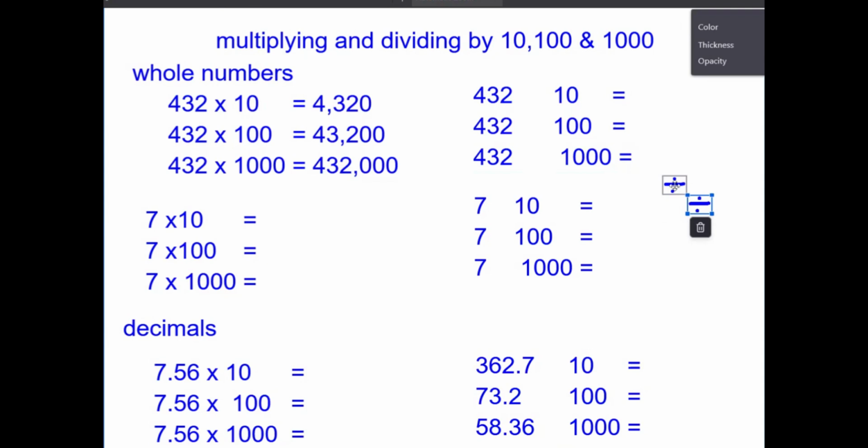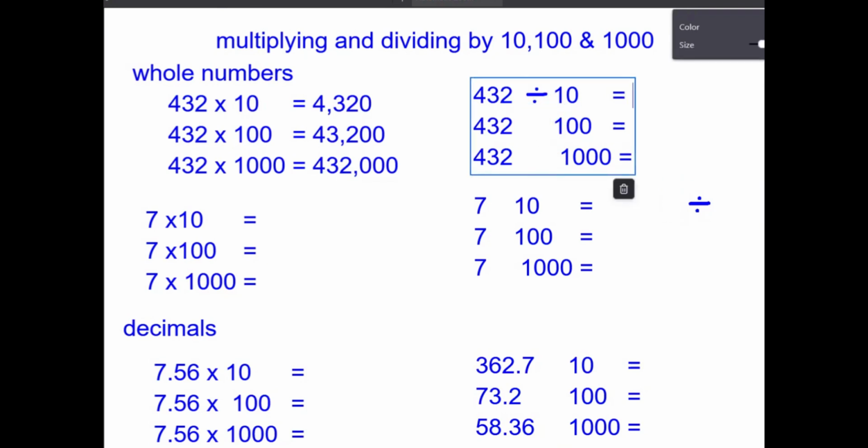For example, 432 divided by 10. So the answer is going to be what? It's just going to be 43.2. And remember, you put the decimal point starting from the ones, going bigger. From the first digit on the right, you count one place to the left, and then you put your decimal point. Here, you go one and you put the decimal point.